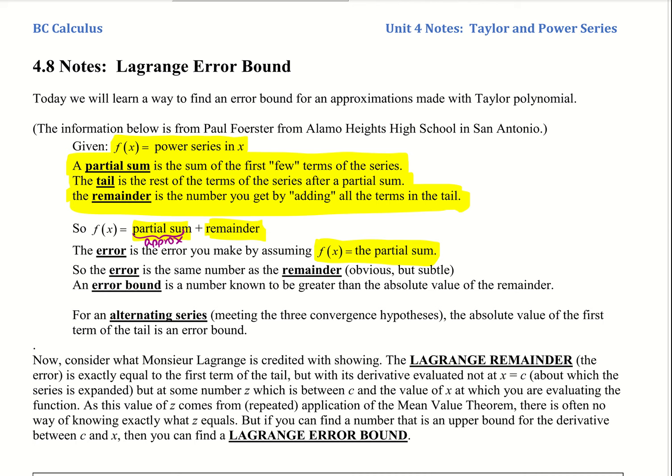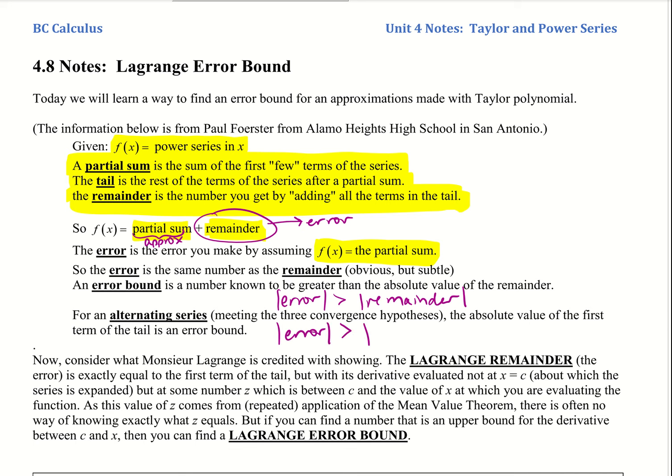It is a challenge sometimes to calculate exactly what that remainder is. Most of the time, what we do is we have a bound for the error. So we usually have something where the error is going to be bigger than the absolute value of the remainder.